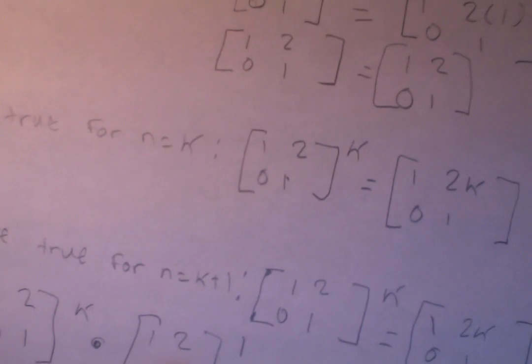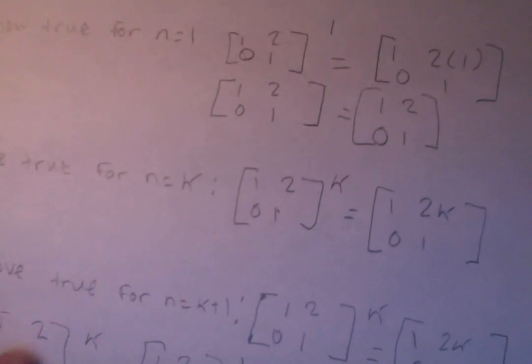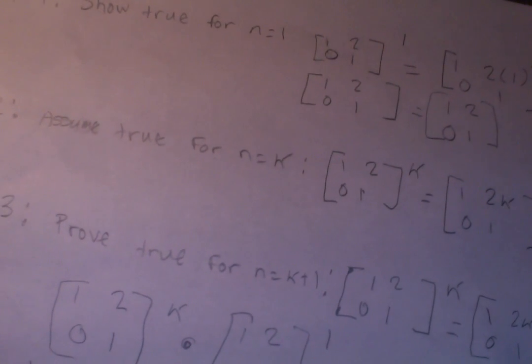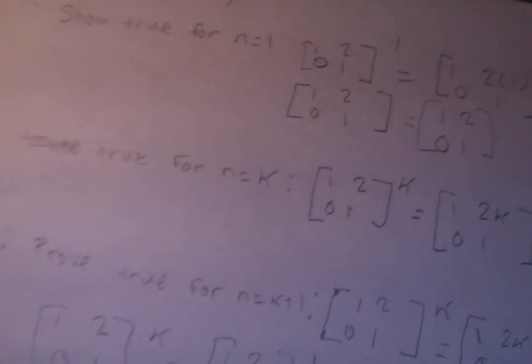So now I move on to step 3. And step 3 is to prove true that n is equal to k plus 1. So now everywhere where I had a k, I put a k plus 1. As you can see right here, I have my k, and I have my k plus 1, because if you multiply these two out, it's k plus 1. And so, thanks to our step 2, we can substitute this in, and that's where we get the matrix 1, 2 to the k, 0, 1 times 1, 2, 0, 1. It is equal to our right hand side right here.